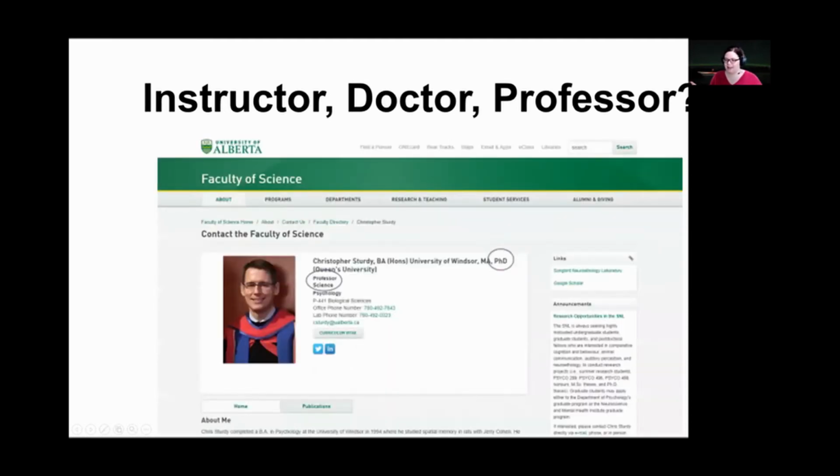Oh, and then I had given an example using my supervisor, Dr. Sturdy. So here I've just sort of highlighted a couple of our hints if we wanted to figure out how to address Dr. Sturdy. So he's got a PhD, we could call him Dr. Sturdy. And he's also hired as a professor of science. So we could call him Professor Sturdy, and both would be fine.